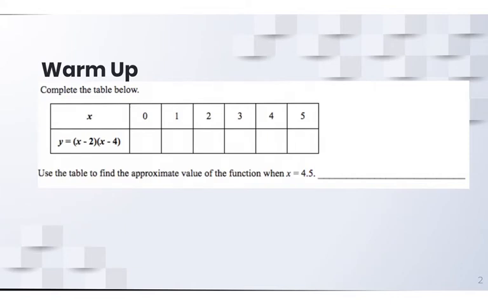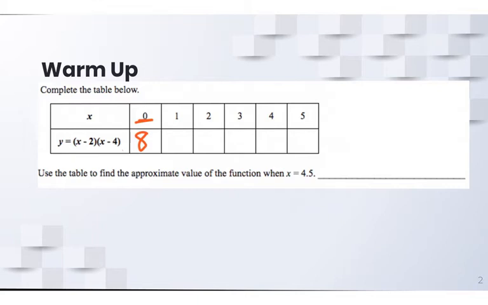First, the warm-up. Here we have a quadratic equation in factored form, right? We got two parentheses, so that tells me automatically it's factored form. You could put this in your calculator and get values. You can also plug in. If x is 0, then I just replace both of these x's with zeros. So 0 minus 2 is negative 2, and 0 minus 4 is negative 4. So negative 2 times negative 4 is a positive 8. So that would be my y value. I can do that for all of them.